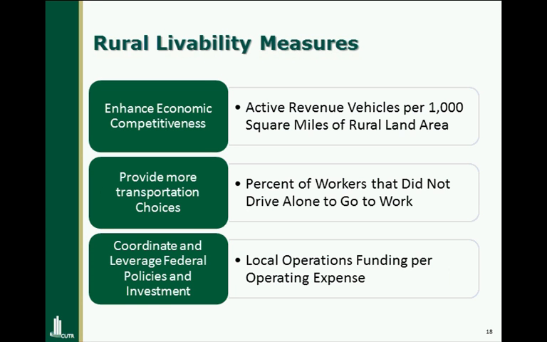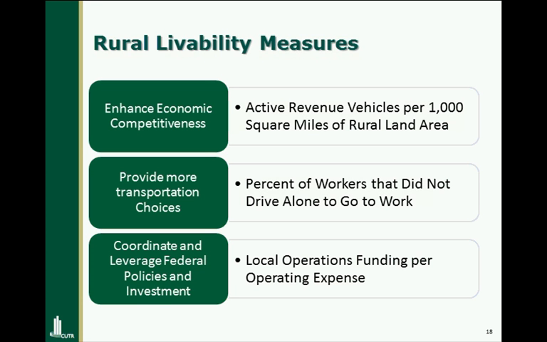Looking at enhancing economic competitiveness, active revenue vehicles per 1,000 square miles of rural land area. Again, something they were looking to do as an indicator of service to that community. To provide more transportation choices in a rural community, they looked at the percent of workers that did not drive alone to go to work. So looking at people that did not do that, whether it's in a carpool or a van pool or some other public non-SOV operation.